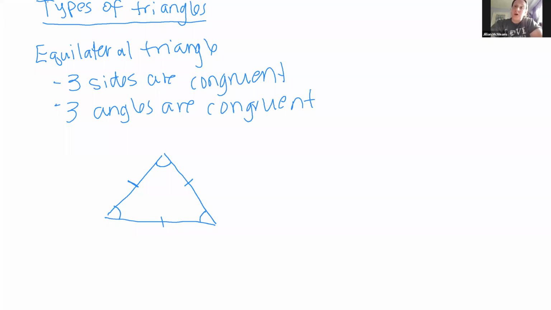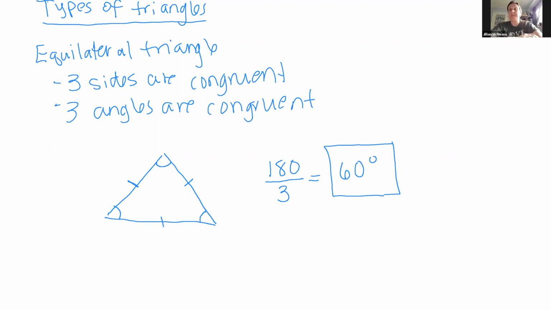All right, so we know that in a triangle the three angles have to add up to 180 degrees. If we divide that by 3, we get 60. So the three angles of an equilateral triangle would be 60 degrees each. Okay? Next up, let's talk about a right triangle.